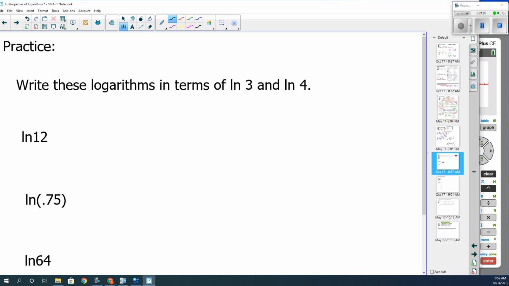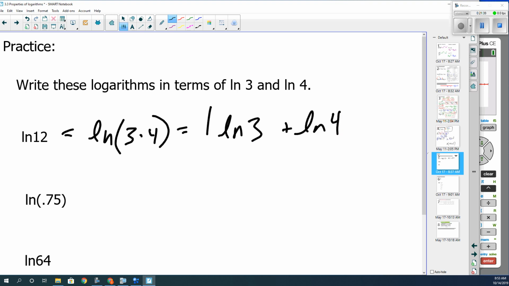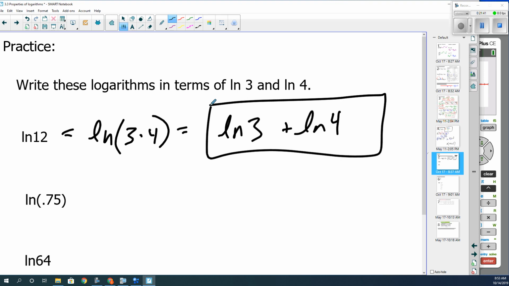Okay, so now if I wanted to write these logs in terms of natural log 3 and natural log 4, all you have to do is think of operations you could do with a 12 that gets you a 3 or a 4. What can you do with a 12 to get a 3 or a 4? Yeah, multiply them. So I could say this is the same as log of 3 times 4, which means since that's multiplication in between those, I could expand it out as addition between them. So I could just say that's natural log 3 plus natural log 4. And now I did what it said to: write it in terms of natural log 3 and natural log 4.